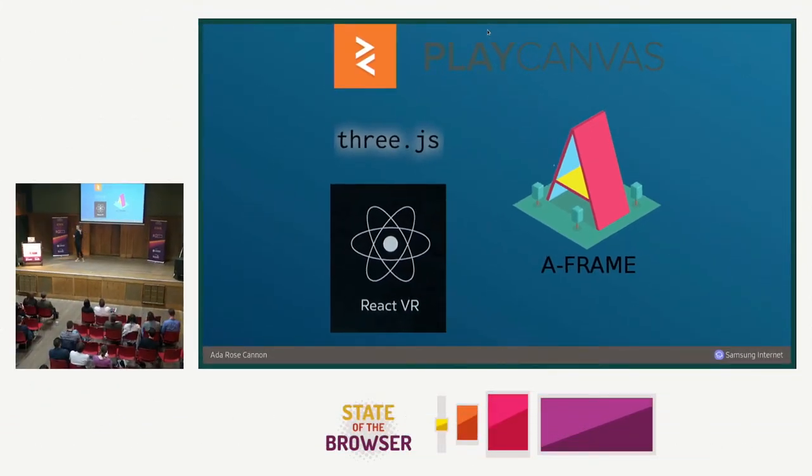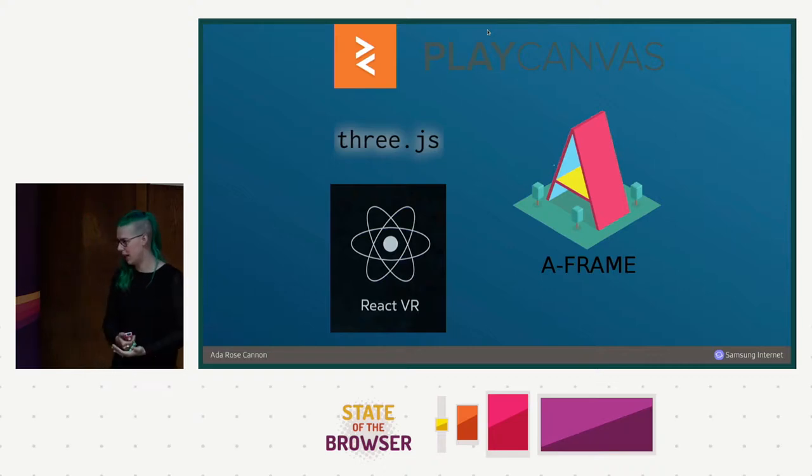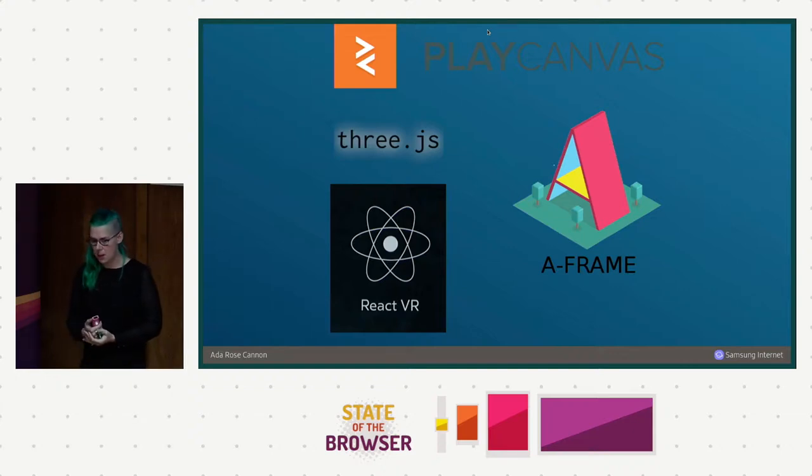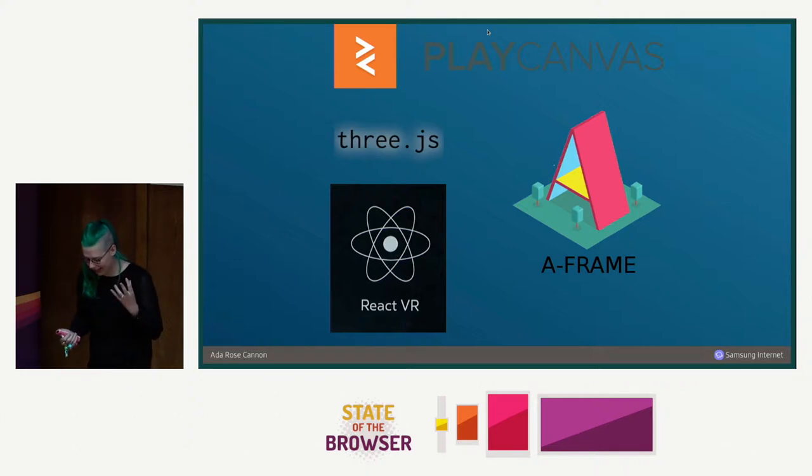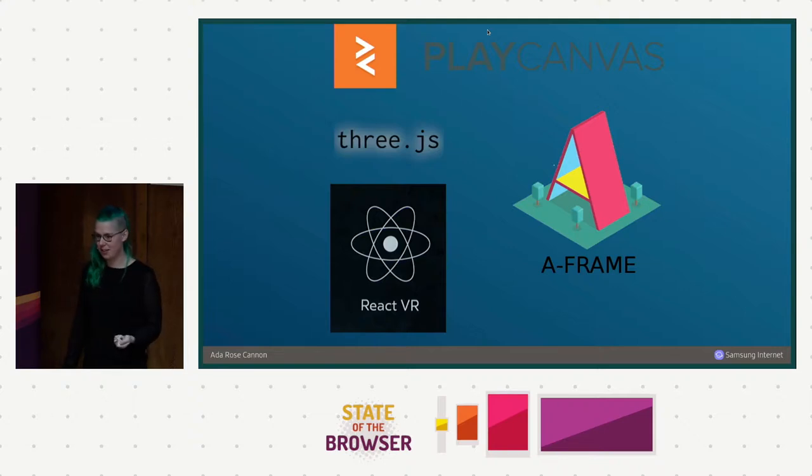I've listed a few up here. So there's PlayCanvas, which is a really nice WebGL library. And there's React, and there's Babylon.js, which is being developed by Microsoft and is also really good. My personal favorite is Three.js. It's kind of the oldest one. It's been around for a very long time, but it's still very actively worked on, and it's really good. And then there's A-Frame, and A-Frame is a web component wrapper for Three.js.